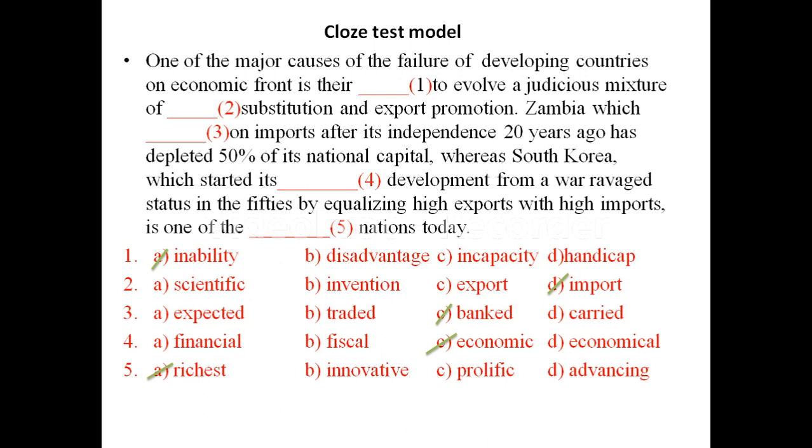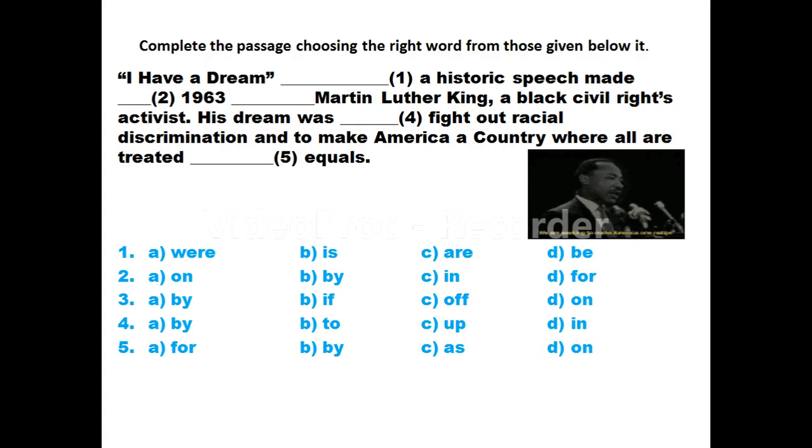So this is the trick. These are the tricks to follow while answering a cloze test. One of the richest, it's in the superlative. The other options B, C, D are not superlative degree, so those do not suit the blank. Let us see the next slide.